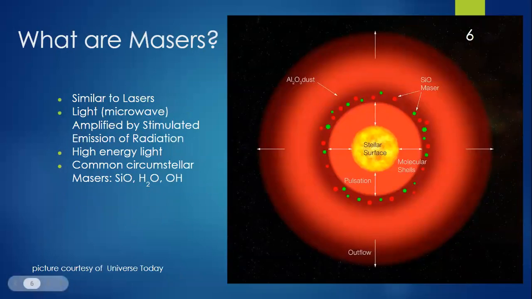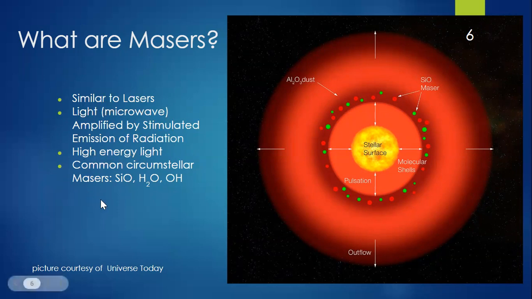Masers are similar to lasers. For people that don't know, laser is actually an acronym. It stands for light amplification by stimulated emission of radiation. So a maser is basically a laser, but instead of the visible light spectrum, it's in the microwave spectrum on the electromagnetic spectrum. So it's not visible to the human eye, but it's basically a space laser, and they emit microwave radiation.